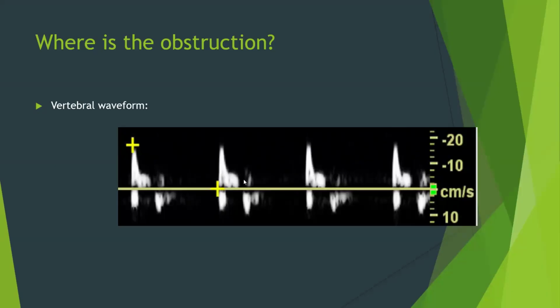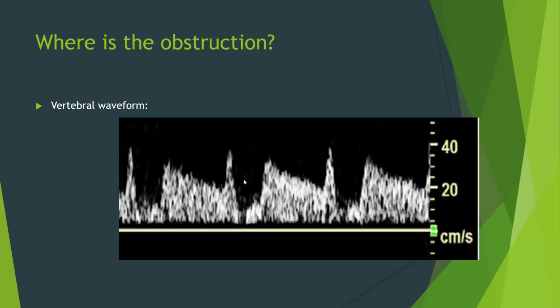So in that vertebral artery, we're getting this waveform. We're looking at a more distal obstruction, either in that vert itself or in the basilar artery, because the verts come together to form the basilar artery. Important to note, what do both vertebral artery waveforms look like? If one is normal and the other one looks like this, it's probably just in that vertebral artery. If both of them look like this, it's probably in that basilar artery.